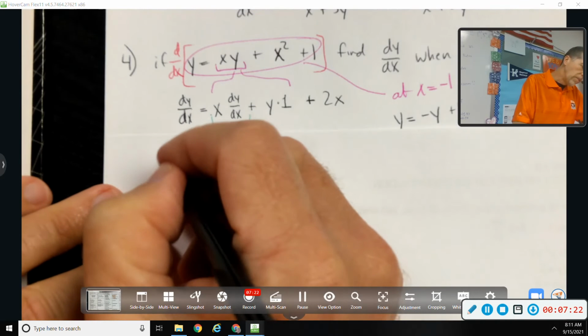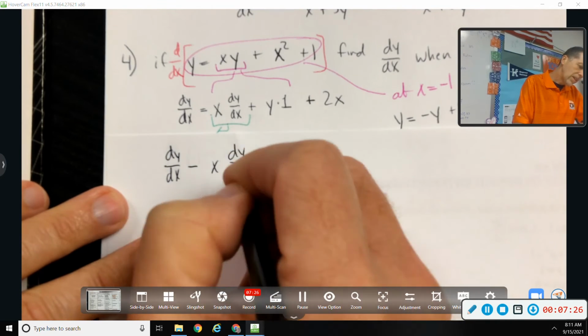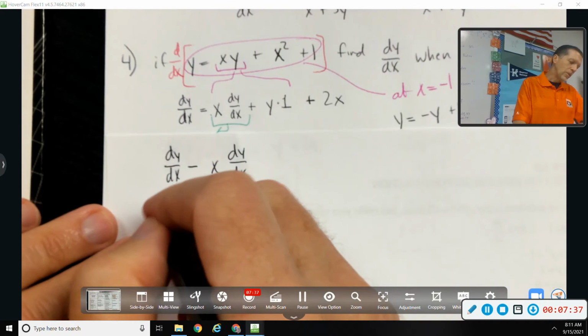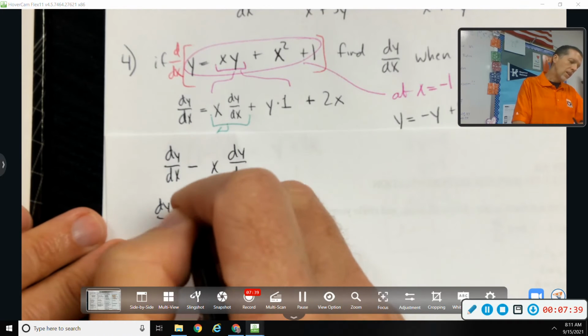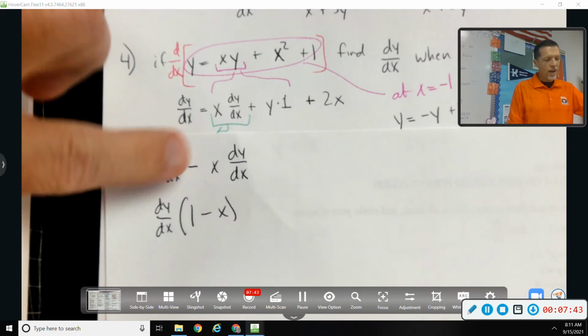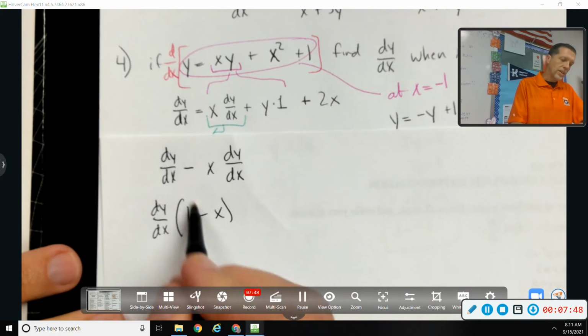So when I move it over, I get dy/dx minus x dy/dx. Then I'll factor out the dy/dx. You're waving me off, you got it. Do I need to keep going on this, or are we okay? The trouble is when you factor out dy/dx, there's still a 1 left there. I think that may be the problem. People say, oh, I factored it out and it's gone. Well, it's not really gone. You need a 1 there to hold the spot for it.